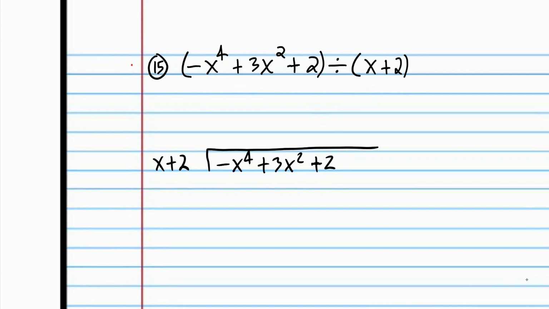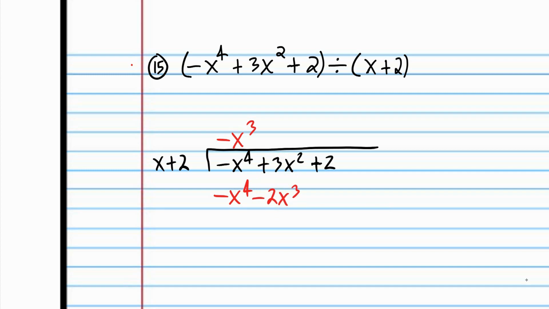X times what is equal to negative x to the fourth? And the answer is negative x cubed. Multiply these, negative x to the fourth minus 2x cubed. And as you can see, we have a problem here. These are not lined up. So we have the same type of problem that we had in the previous examples.